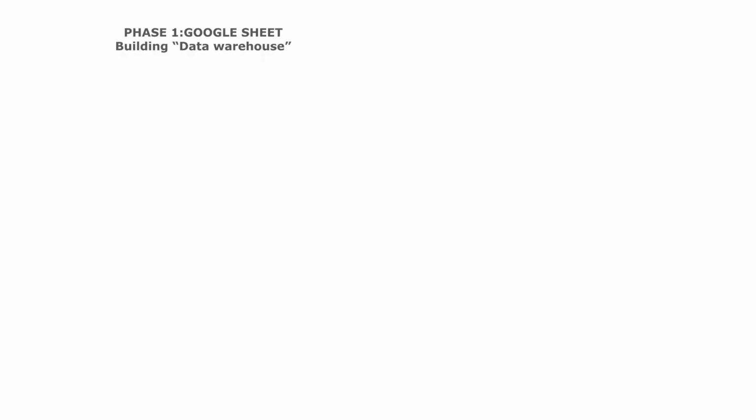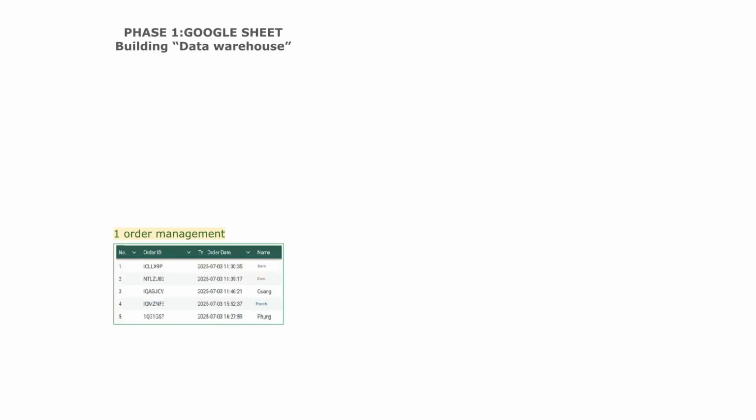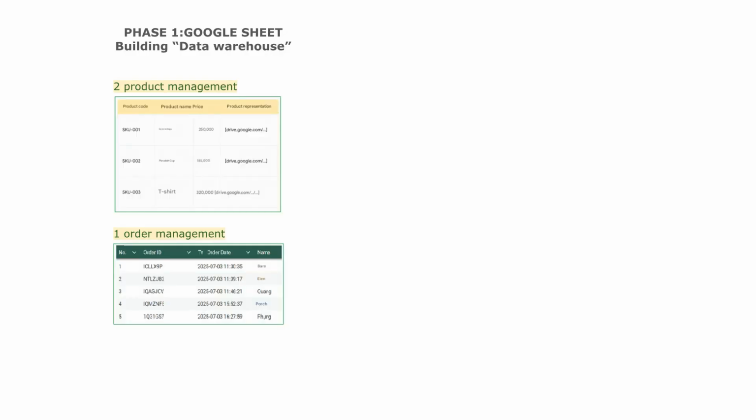In the first phase, building the data warehouse, we only need to create two data tables. The first is the data table used to store order information, called order management. The second is the data table used to store product catalog information, called product management.